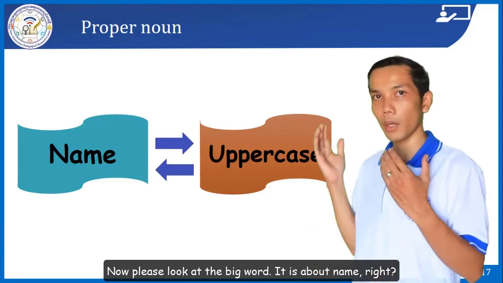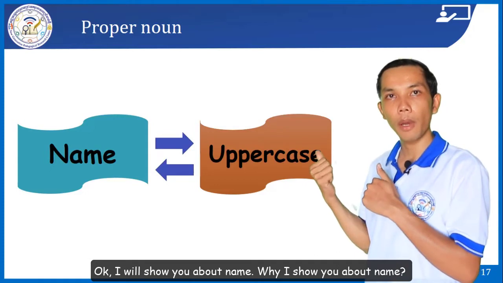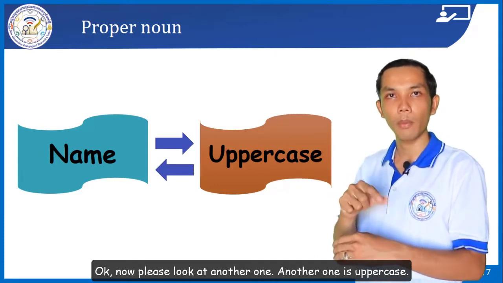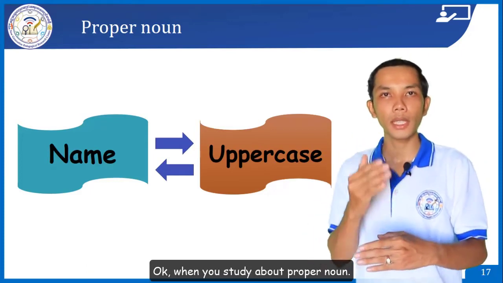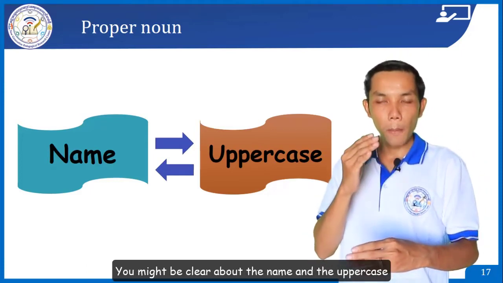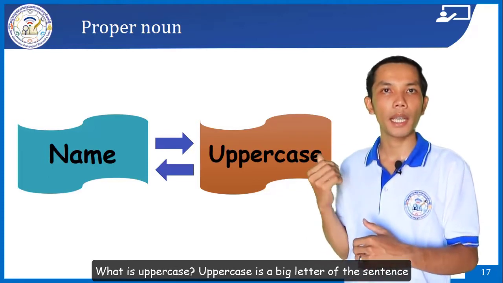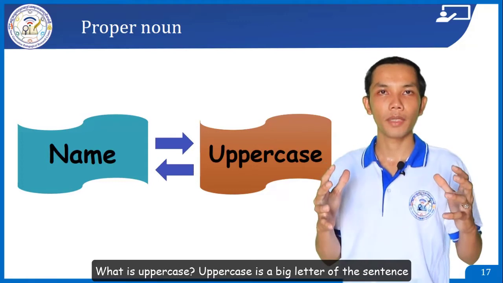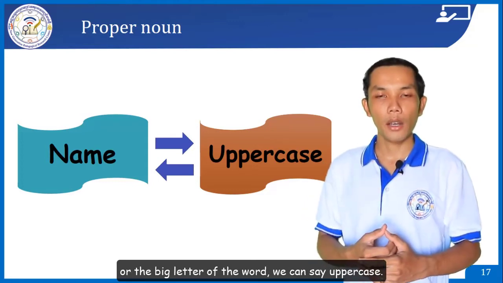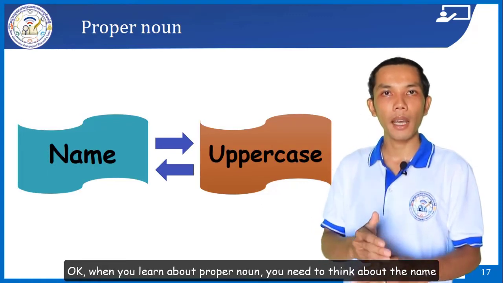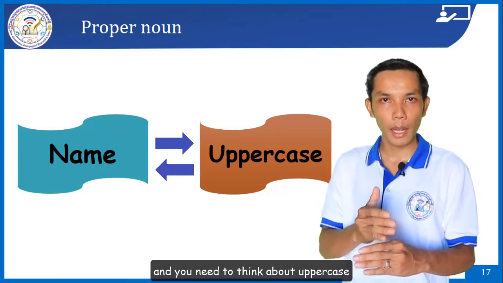Now, please look at the big word. It is about name, right? Okay, I will show you about name. Why do I show you about name? Now please look at another one. Another one is uppercase. When you study about proper noun, you need to be clear about the name and the uppercase. What is uppercase? Uppercase is a big letter of the sentence or the big letter of the word. Okay, everyone, when you learn about proper noun, you need to think about the name and you need to think about uppercase.